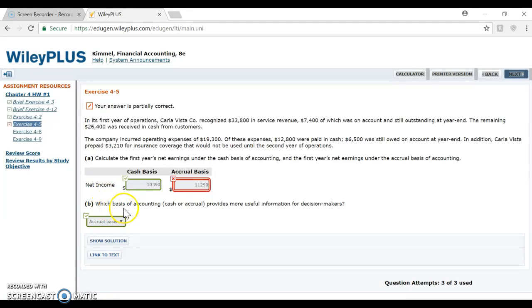And then for the answer for the second part, which one is more useful for decision makers? It's an accrual basis, and that's because we recognize revenue when it's earned and expenses when they're incurred, and not only when cash is received or paid. And that helps give a more accurate picture of where you really are, because in both of these accounting scenarios, there were still expenses incurred and revenue that was earned. But in the cash basis, we don't see that full picture, and in the accrual basis we do.